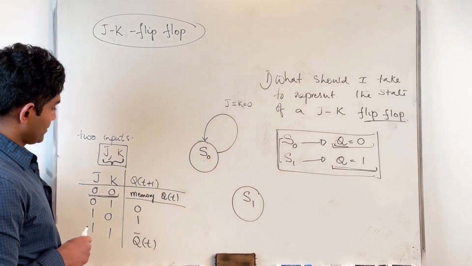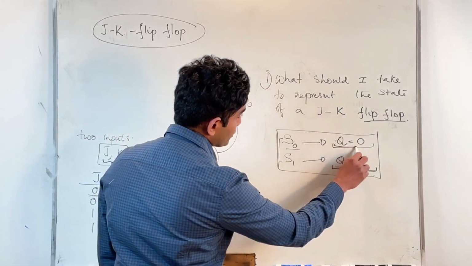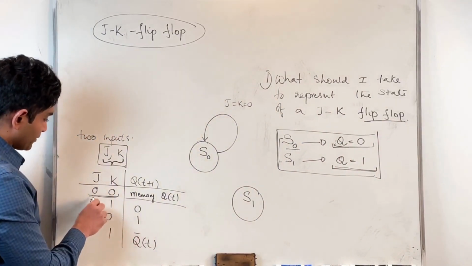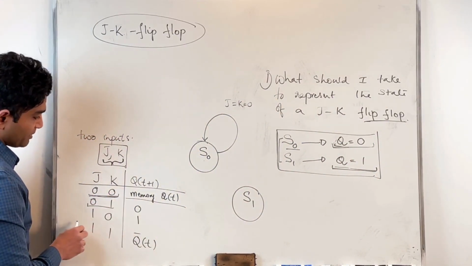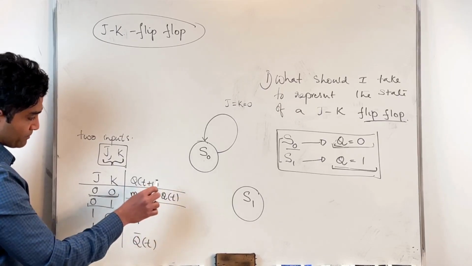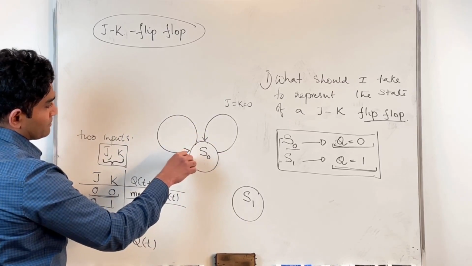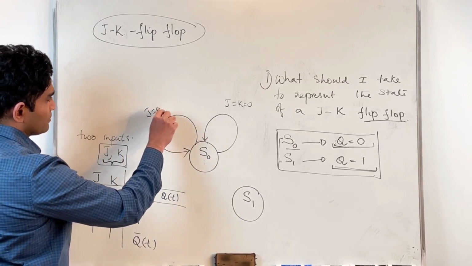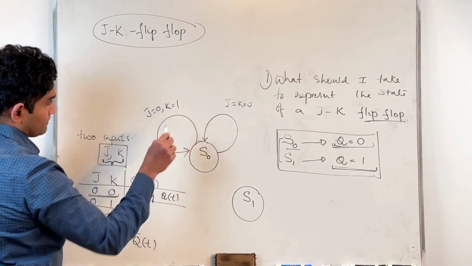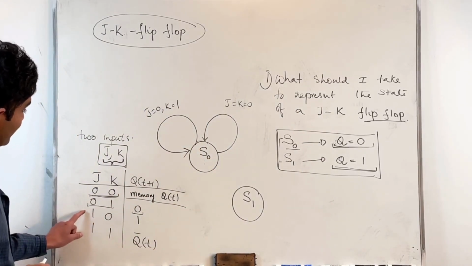Stay in, because S0 corresponds to the state where my output Q equals 0. With 0, 1 on J and K respectively, my output should be 0 in the next active edge. Since I'm already 0, I would remain in the same state with J equal to 0, K equals 1. That's good.